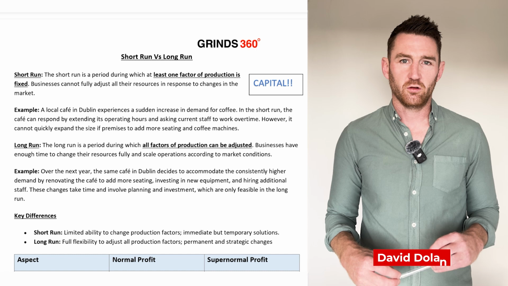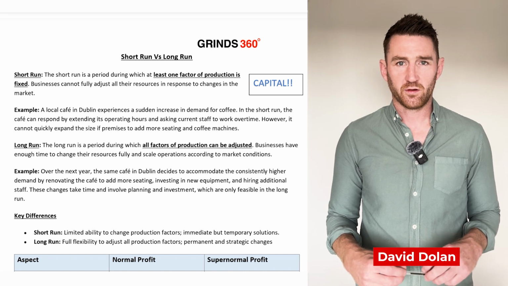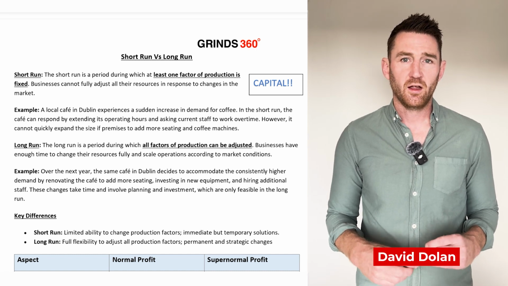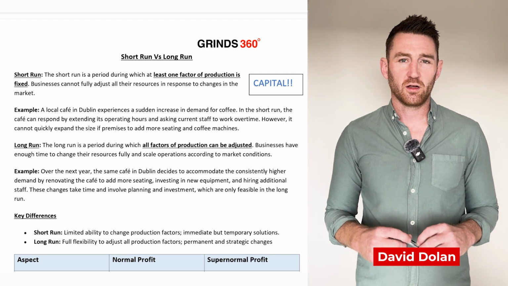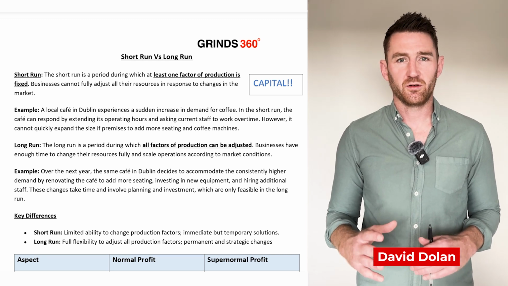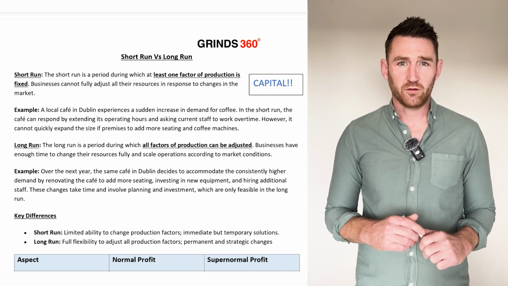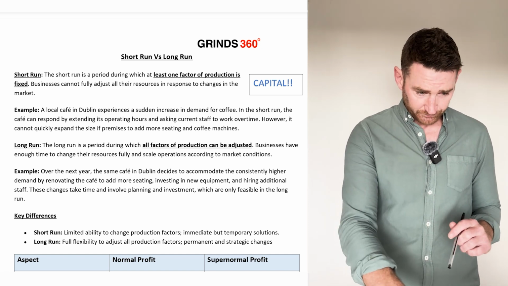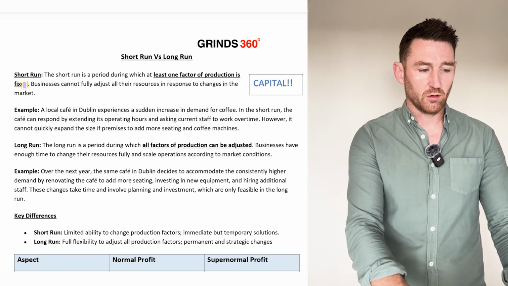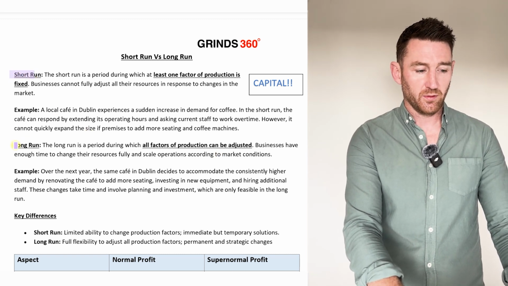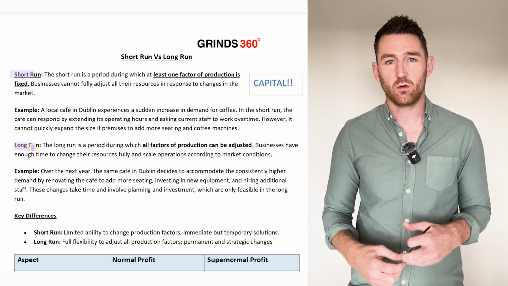So here we're going to introduce some of the key types of costs that a business needs to know about. And just before we do that, we're going to look at a couple of other key terms and definitions that you're going to need for cost of production as a topic. So first two things I want to point out to you there are these two things, the short run and the long run. Two terms that you're going to come across.